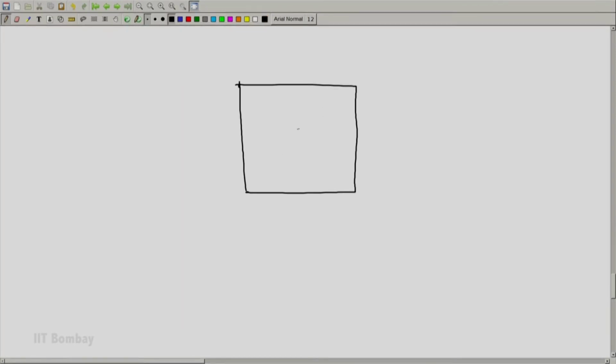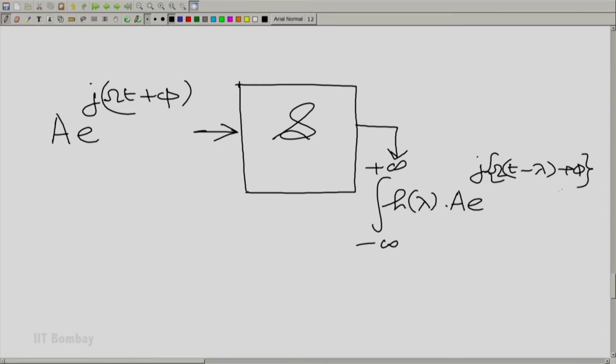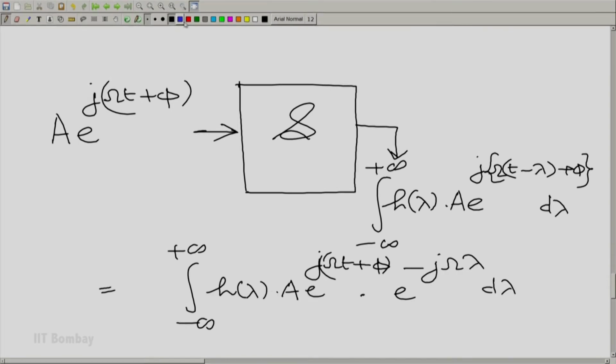Indeed, when we give just one phasor here, namely a e raised to the power j(omega t plus phi), the output is the integral from minus to plus infinity of h(lambda) a e raised to the power j(omega (t minus lambda) plus phi) d lambda, and this can easily be split as follows. So, we get an integral from minus infinity to plus infinity of h(lambda) a e raised to the power j(omega t plus phi) times e raised to the power minus j omega lambda.